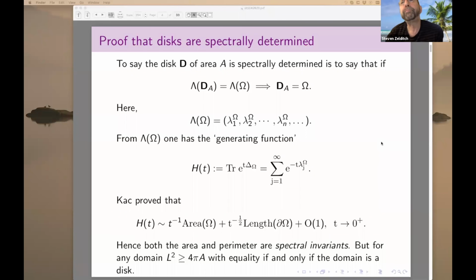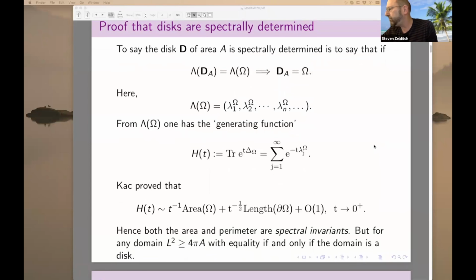The way you prove essentially every inverse spectral result is to form some kind of generating function for the eigenvalues. It's a trace of some function of the Laplacian. Here, Kac used the heat trace. So he looks at the sum over eigenvalues of e to the minus t times the Dirichlet eigenvalue. Then he looked at the asymptotic expansion of the trace as t goes to 0. There's a singular term t inverse, whose coefficient is the area. There's a singular term t to the minus 1/2, whose coefficient is the perimeter. And then there are other terms, which aren't actually singular; they have 1/2 powers.